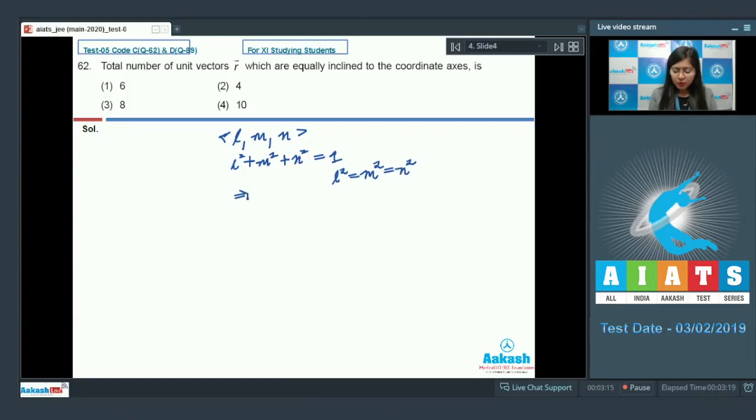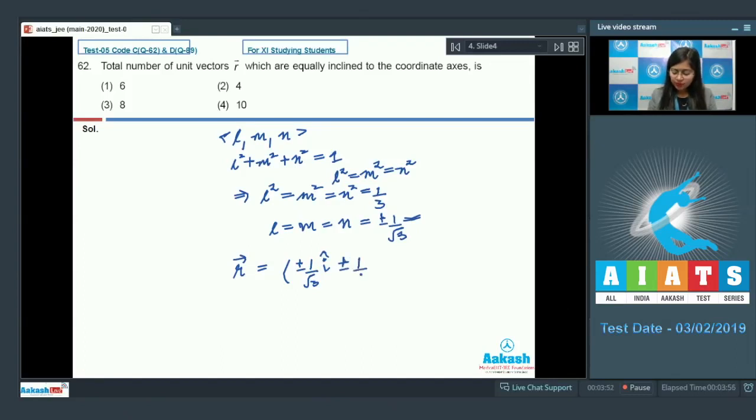So from these two equations, we can say that l squared is equal to m squared is equal to n squared is equal to 1 by 3. That is l is equal to m is equal to n is equal to plus minus 1 by root 3. Hence, these are the direction cosines. So we can say that the unit vector r is equal to plus minus 1 by root 3 into i cap plus minus 1 by root 3 into j cap plus minus 1 by root 3 into k cap.